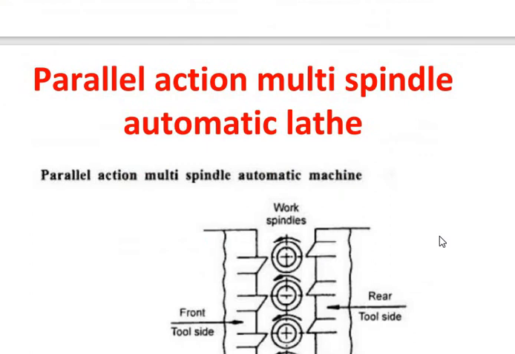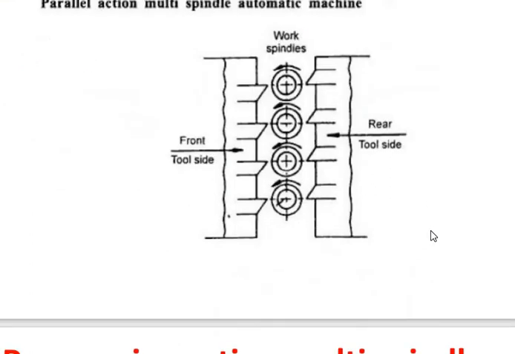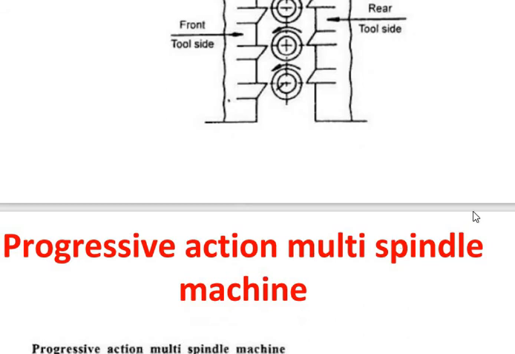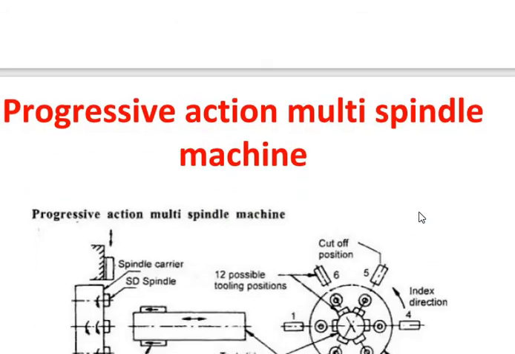Parallel action multiple spindle automatic lathes. You all can see this is parallel, with the front tool slide and rear tool slide shown. See the work spindles, how many are there? 1, 2, 3, 4. Four work spindles are there in between. So parallel action multi spindle automatic machines are of this type, and progressive action multiple spindle machines are these.